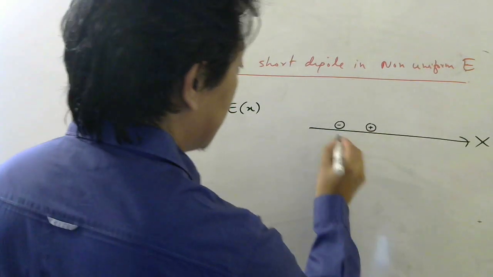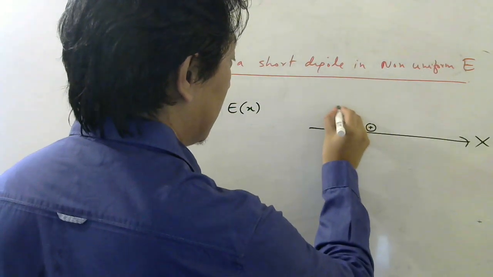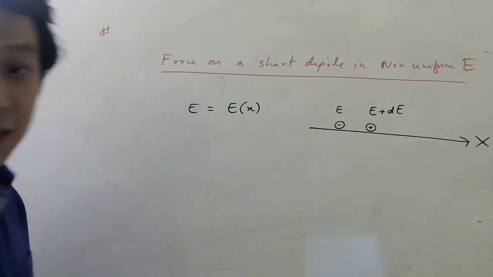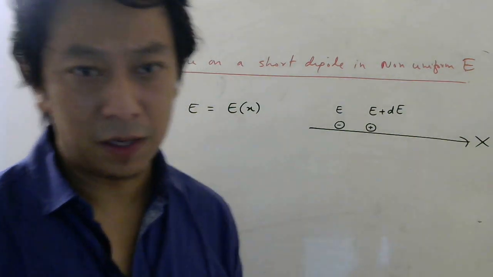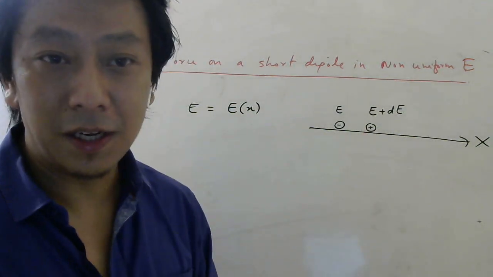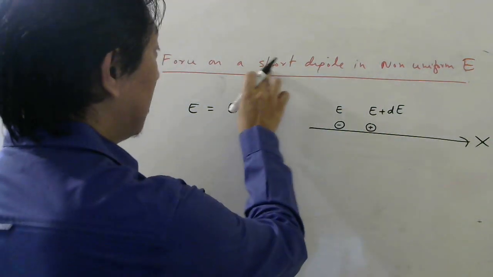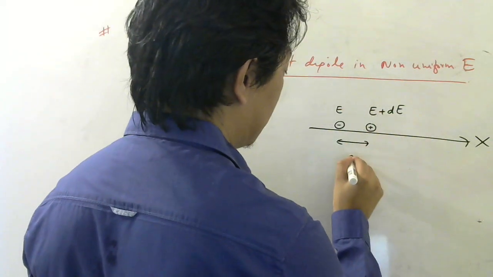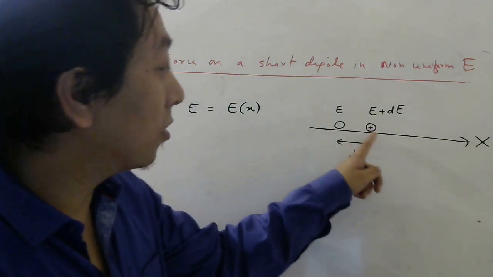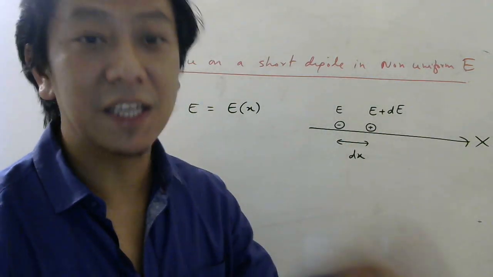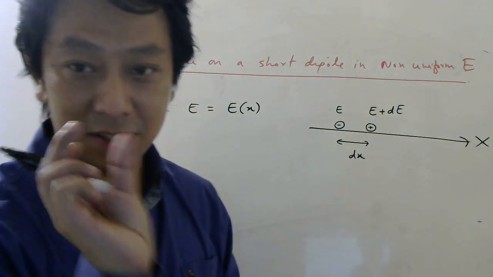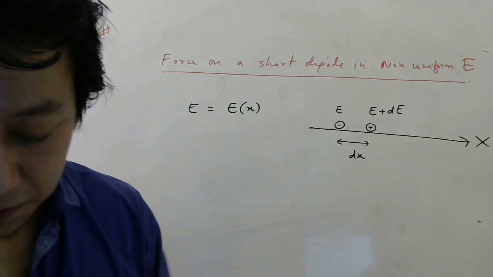So let us say electric field here is E and here it is E plus dE. What is dE? The increase in the electric field, or just say change in electric field. So from here to here electric field is not constant, and I am saying short dipole, so let us say this distance is dx. Matlab this coordinate is x, this coordinate is x plus dx. Understood? So this distance will be how much? Small distance dx.